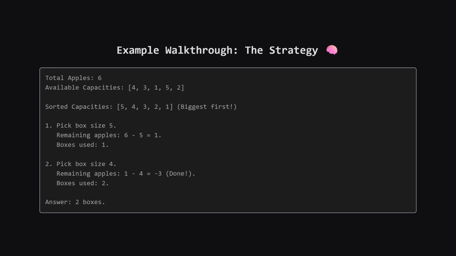So how do we use the fewest boxes? Well, logic tells us we should use the biggest boxes first. A bigger box gets rid of more apples at once. So let's sort our boxes from largest to smallest. We get 5, 4, 3, 2, 1. First we take the box of size 5. That holds 5 of our 6 apples. We still have 1 apple left. Next we grab the next biggest box, which is size 4. This easily holds our last remaining apple. We've used 2 boxes, and all apples are stored. So the answer is 2.